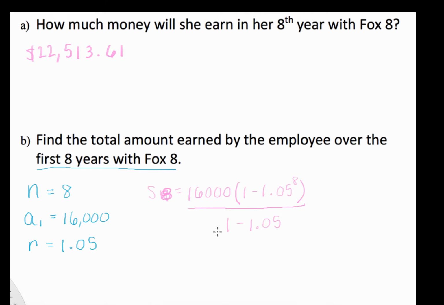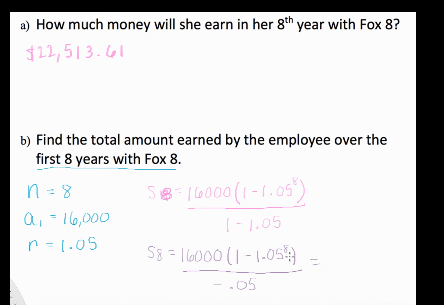All right, hopefully this is how you set it up. When you put this in your calculator, you've got the 16,000. I would put in your calculator just the parenthesis part, so 1 minus 1.05 to the 8th power, close your parentheses, multiply that, just hit times, so you'll get your answer, times 16,000, and divide that by negative 0.05. Otherwise, you're going to have some pretty big rounding errors.